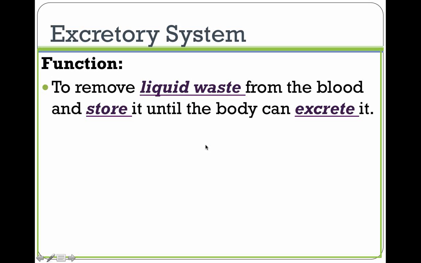Next, the excretory system. And this is on page 14 if you haven't already found it. The excretory system's function is to take away liquid waste from the blood. So, you guessed it, that's pee or urine. Basically, take all the liquid waste out of the blood and store it until the body can excrete it again in the form of urine.